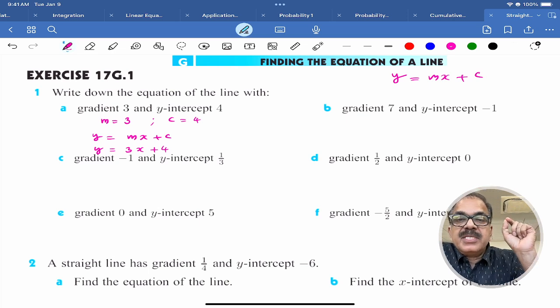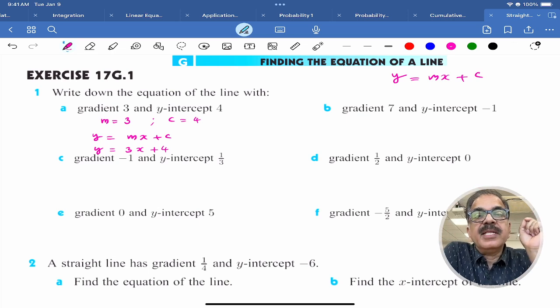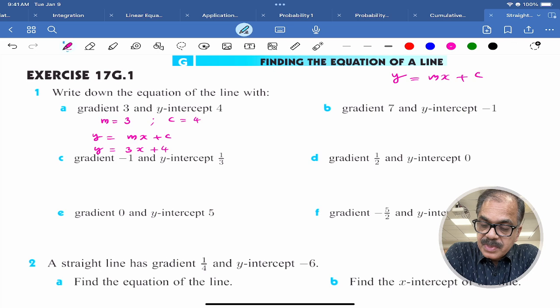Now, if they say write the equation of the line in the general form, you would get the x term and the y term both on the same side, right? Like I could shift this 3x to the left side, so it will become minus 3x. So it would be minus 3x plus y is equal to 4. That will be the general form. Now this is the gradient intercept form. So we have the equation of the line in the gradient intercept form, y is equal to mx plus c.